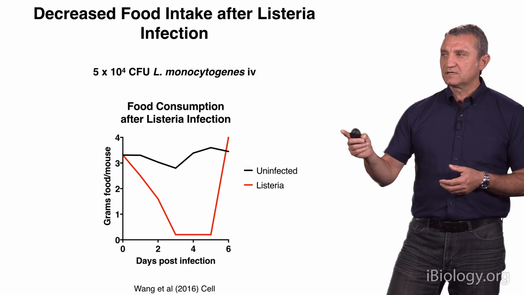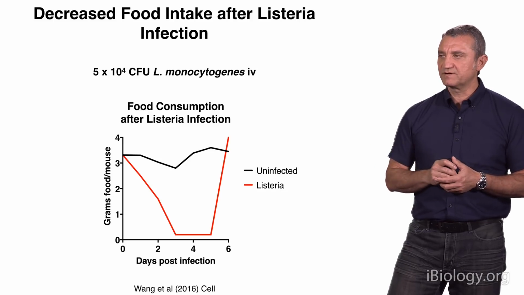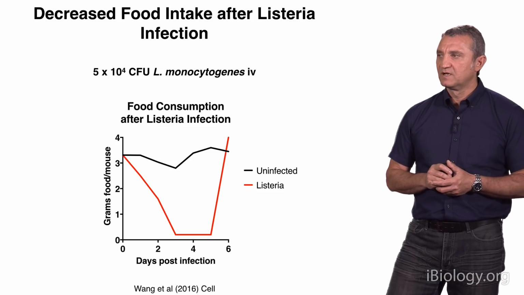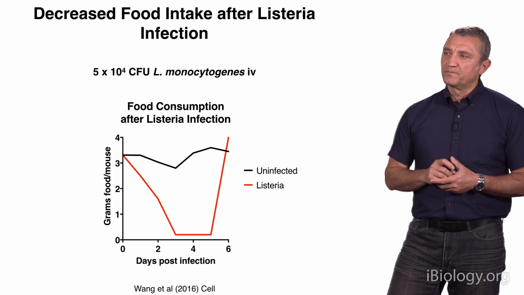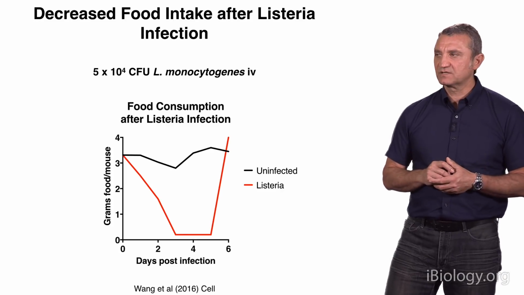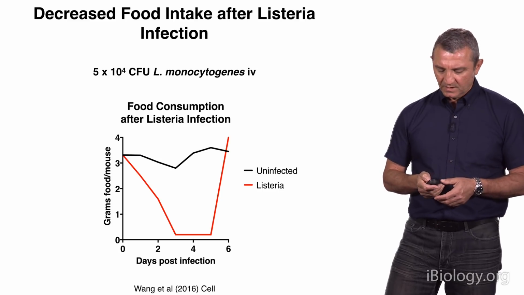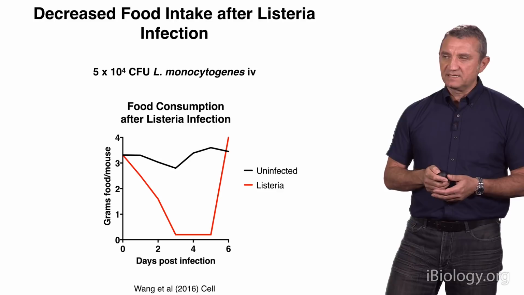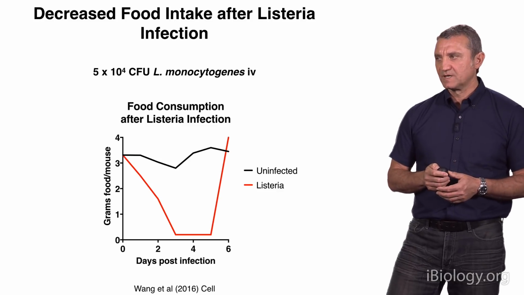And as you can see, the red line is mice that are infected with Listeria, and there is a very profound suppression of food consumption, and the mice go on in this anorexic state until they start recovering from infection, at which point they will regain food consumption. And we asked why is it that they don't eat?